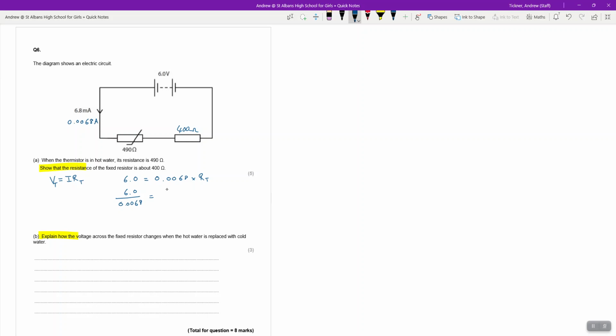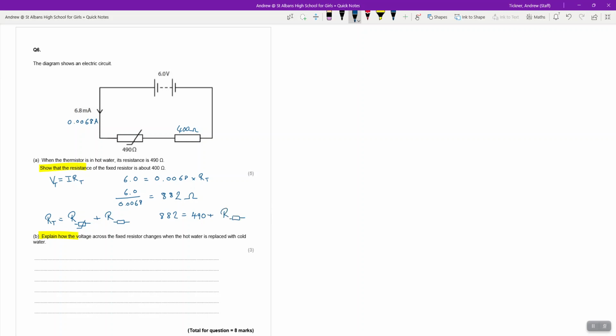I've got 882 ohms. That's the total resistance of my circuit. And then if I think about that, well, I know that my fixed resistor is 882 minus the thermistor. So the total resistance is equal to the resistance of my thermistor plus the resistance of my fixed resistor. So I have 882 is equal to 490 plus my fixed resistor.